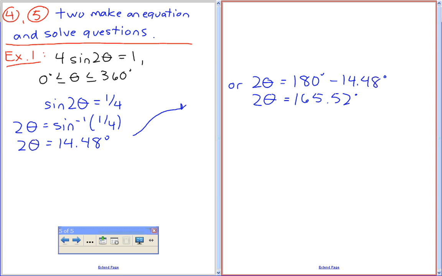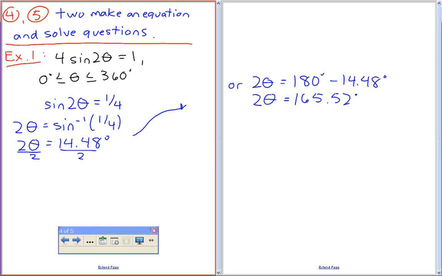That's right. You're up here now, please. On the left-hand side, get theta by itself. Divide by 2. Thank you. 7.24, I'm going to call that. Aaron, on the right-hand side, what's theta going to be on the right-hand side? No, not at all. What's there? 82.7.